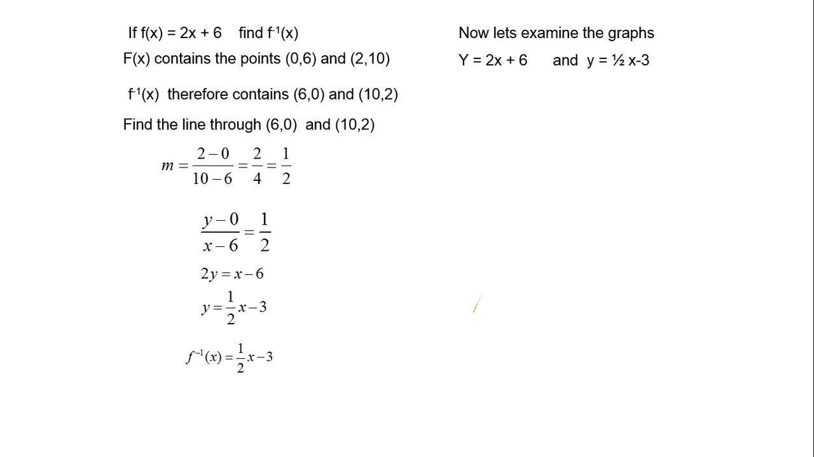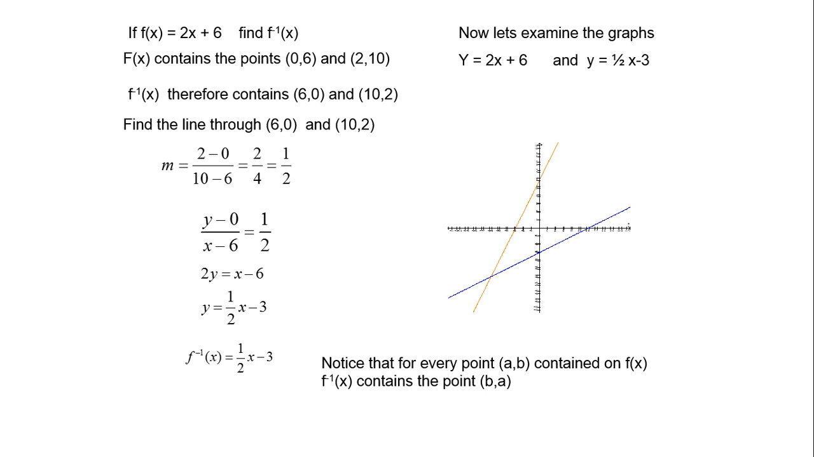If we take a look at these things collectively, here's our original function, y equals 2x plus 6. Here's our inverse function, which should be the mirror image across. If we were to put in a center line here, y equals x, we'd see that the red line is the inverse, the mirror image across the line y equals x. And by no accident, their intersection is right on that line, y equals x. Okay, so let's proceed with some other examples.